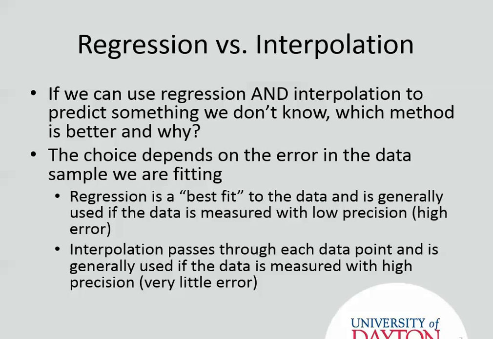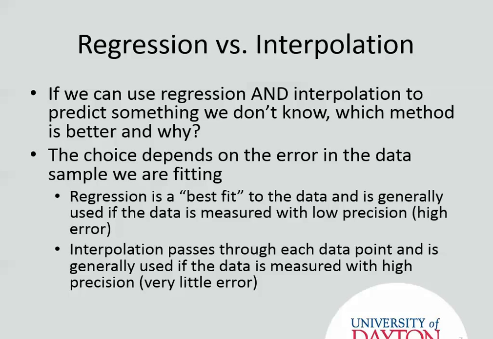If we have high confidence in our data, where we have high precision, very low error, and so we trust all the data points are good data points, then we might want to use interpolation for the prediction, because the interpolation actually goes through all those data points, and so it's going to be more influenced by the particular data points that we have. So when we have high error data, we might want to use regression to do the prediction. When we have low error in our data, we might want to use interpolation to do our prediction.